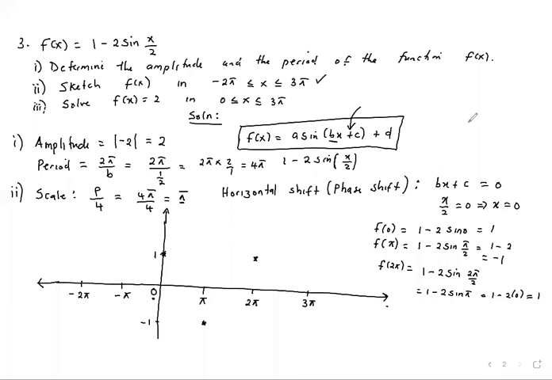Then we substitute f of 3 pi. We'll get 1 minus 2 sine 3 pi over 2. Sine is negative 1, so we get 1 plus 2, which is 3. So we have 3 for this number. Okay, so when we get this number, then it's okay.